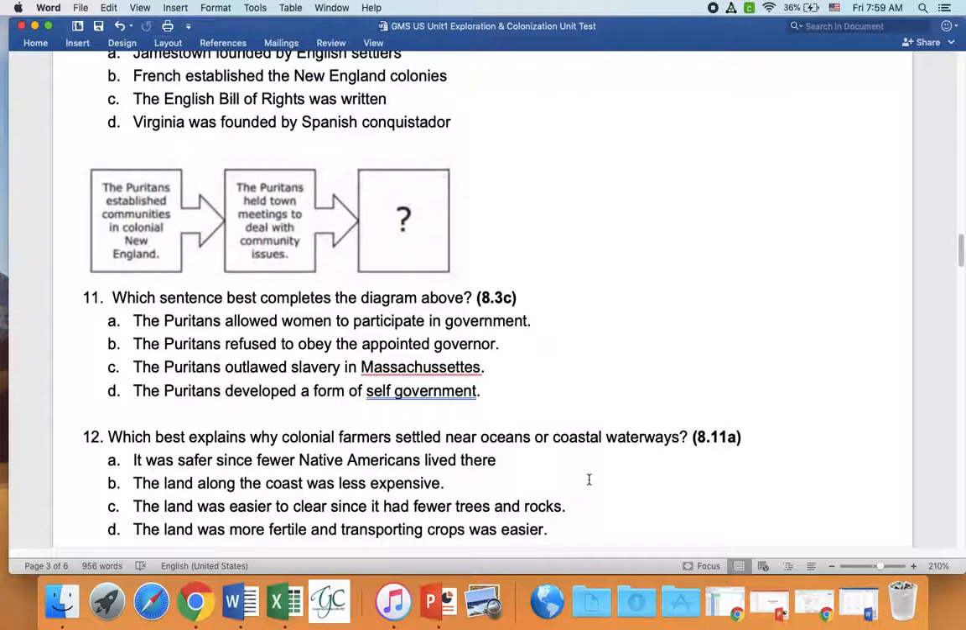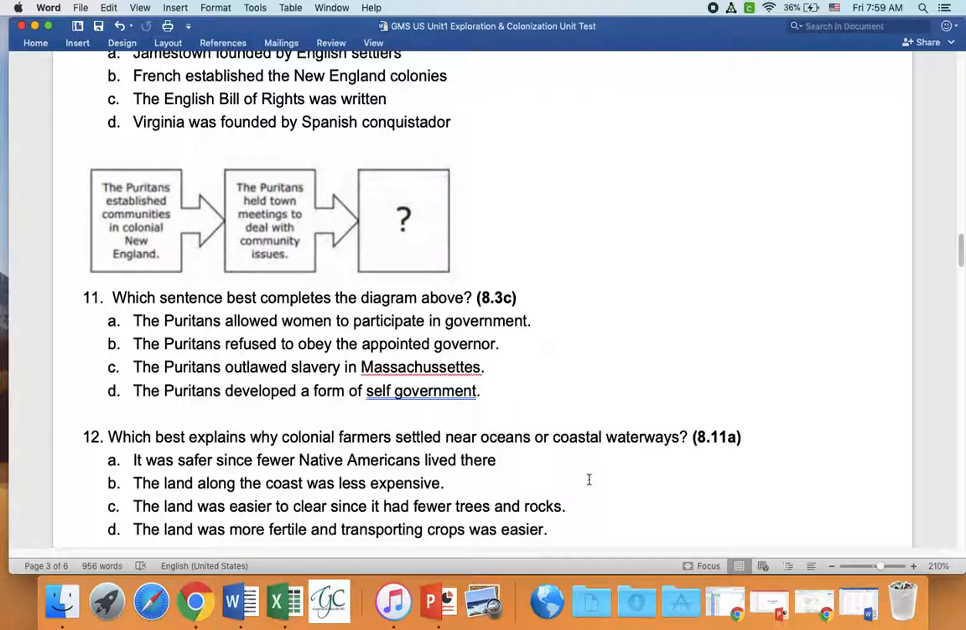The infographic, arrows to the right. The Puritans established communities in colonial New England, which led to Puritans held town meetings to deal with community issues, which led to what? So number 11 is which sentence best completes the diagram above?